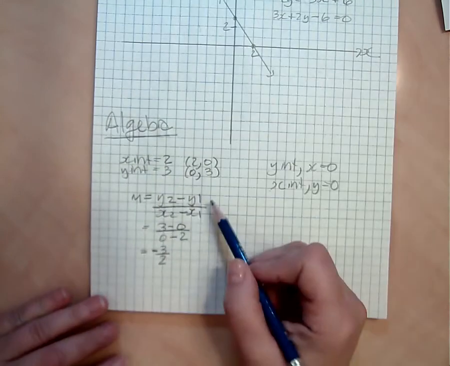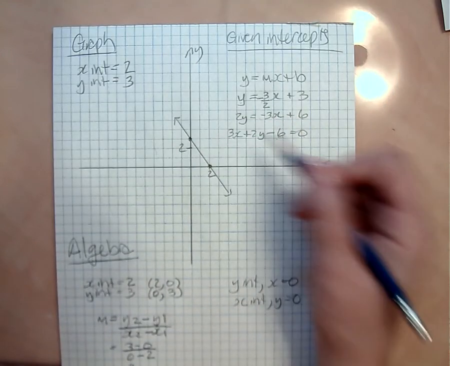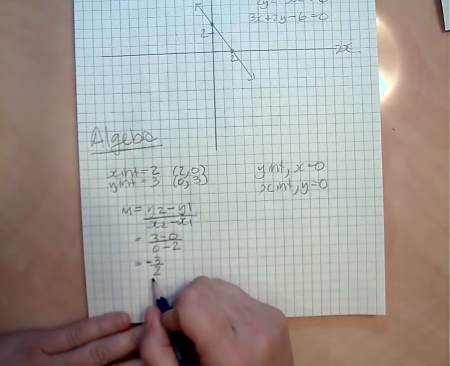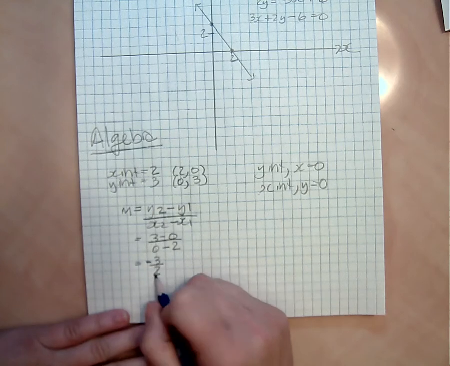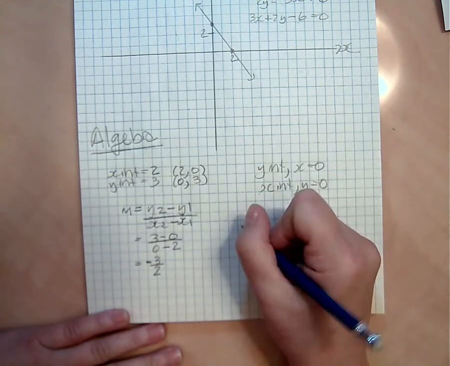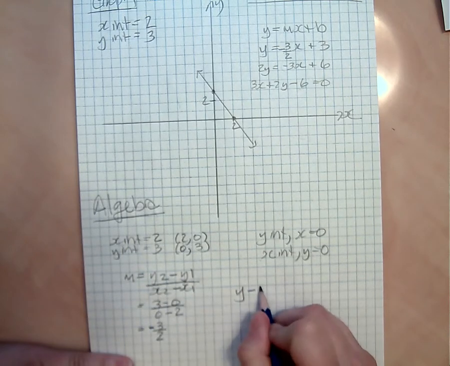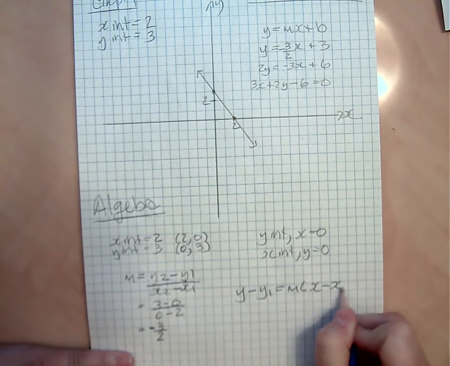So is this more work than just looking here and doing rise over run? Yeah, I guess a little bit, but whatever. That's what they want us to do, so that's what we do. So here's our slope, and then we have a slope, and we can pick any point. So we did y equals mx plus b up here, so I'm going to just, for variety, do it with this.